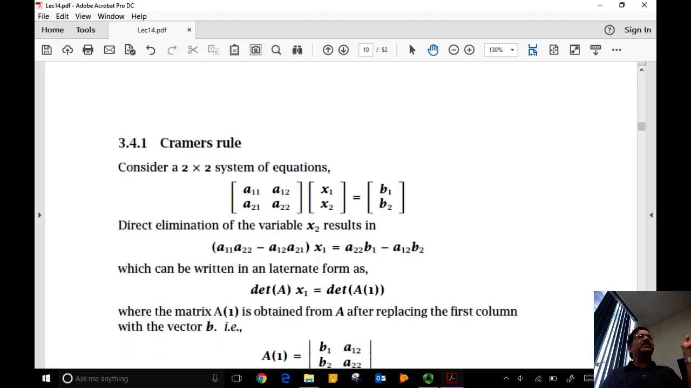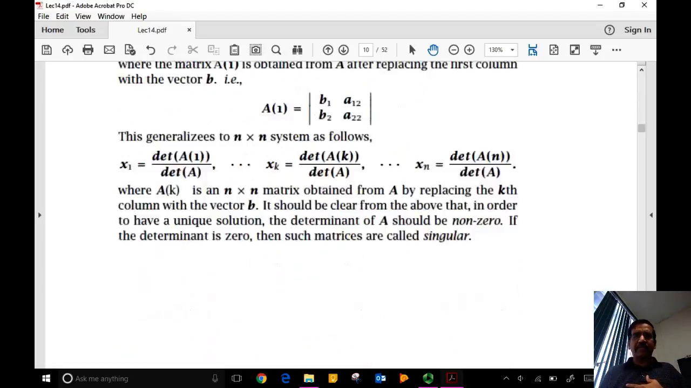Cramer's rule, you're all familiar with Cramer's rule, right? So let me just skip that.